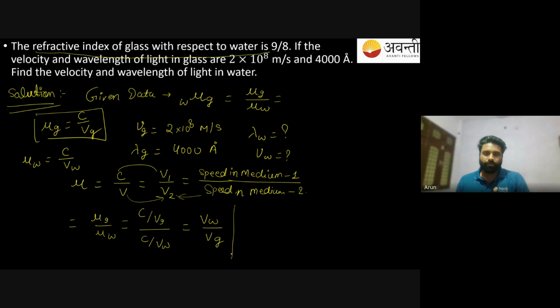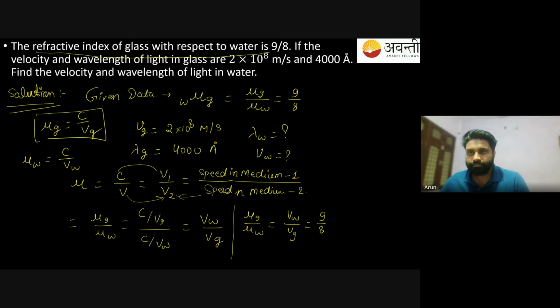Now what is provided to you? You have the value of W mu g, which is nothing but 9 by 8, and you are provided with Vg. So you can write it as mu g by mu w equals Vw by Vg equals 9 by 8. Okay.